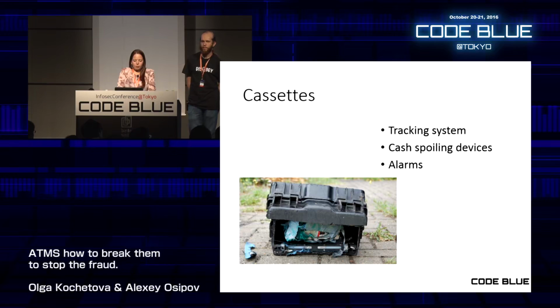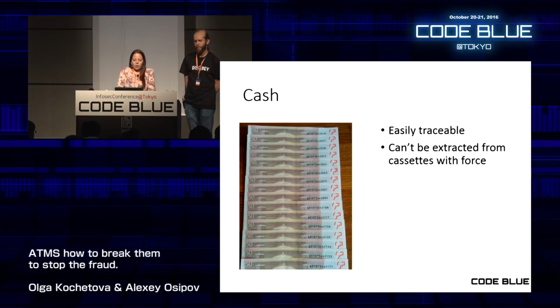For example, on the slide, you can see money destroyed with hot glue. In an extreme case, even if the cassette is open and money is not destroyed, the bank can trace banknotes by different means, for example, by using sequential numbers.